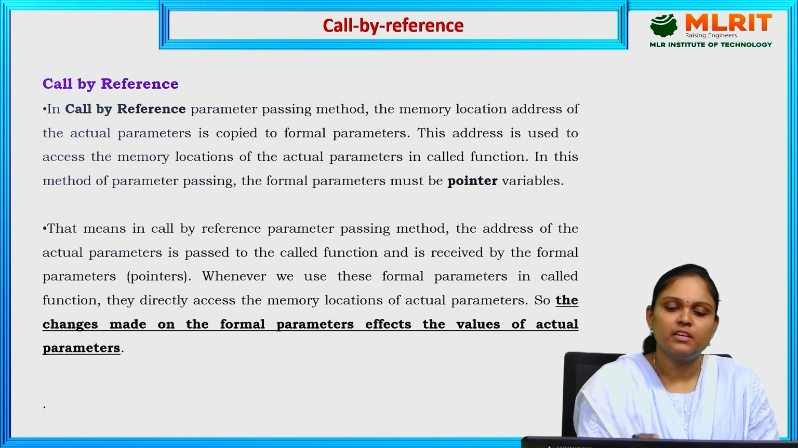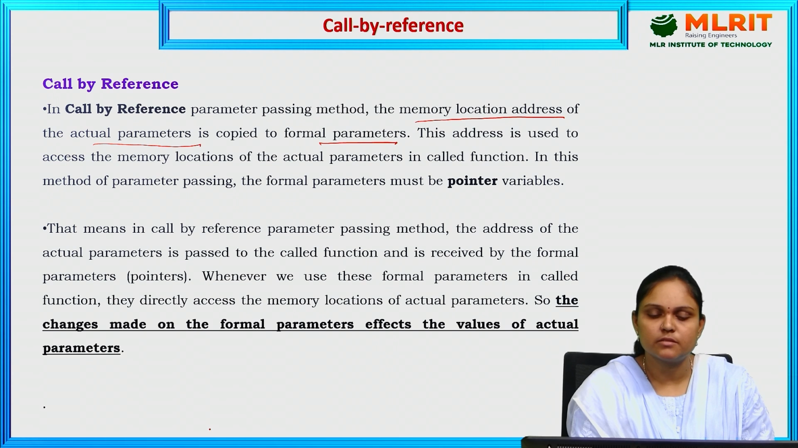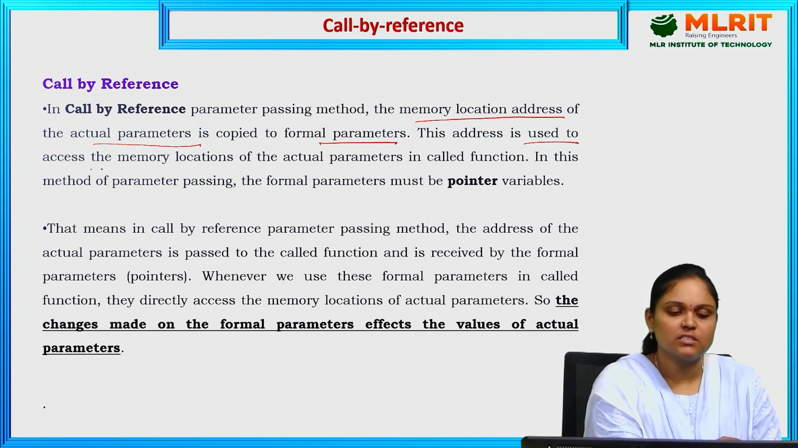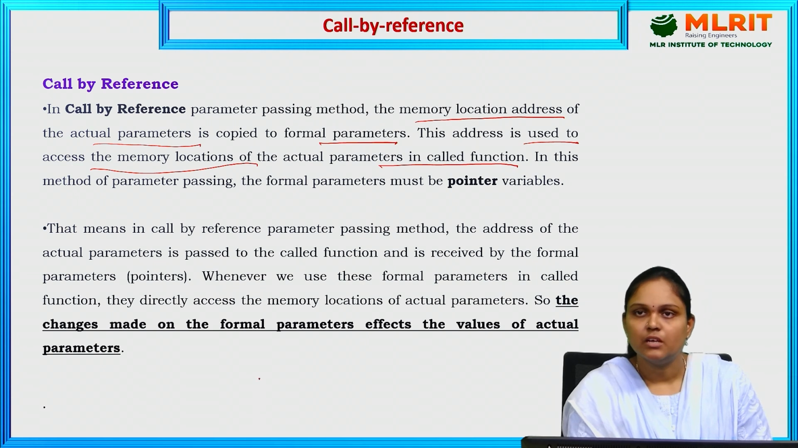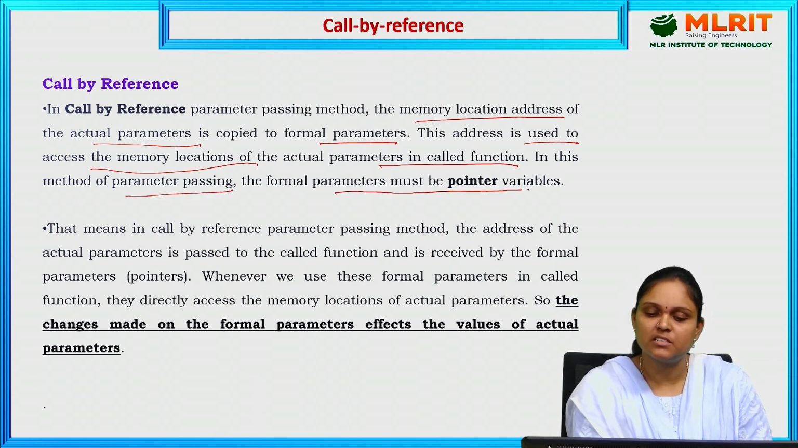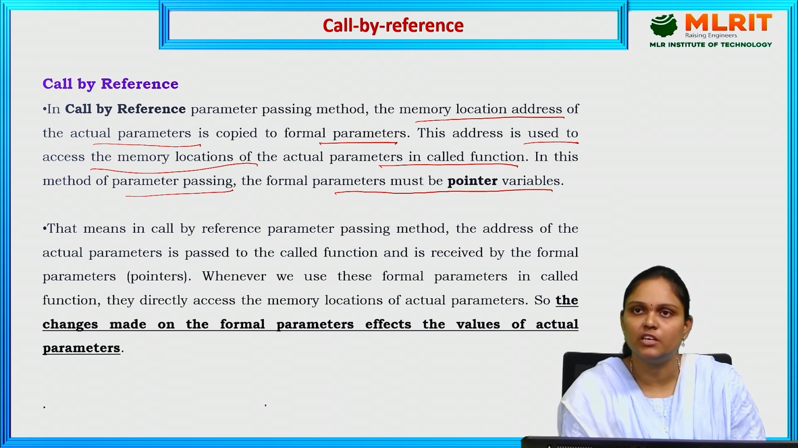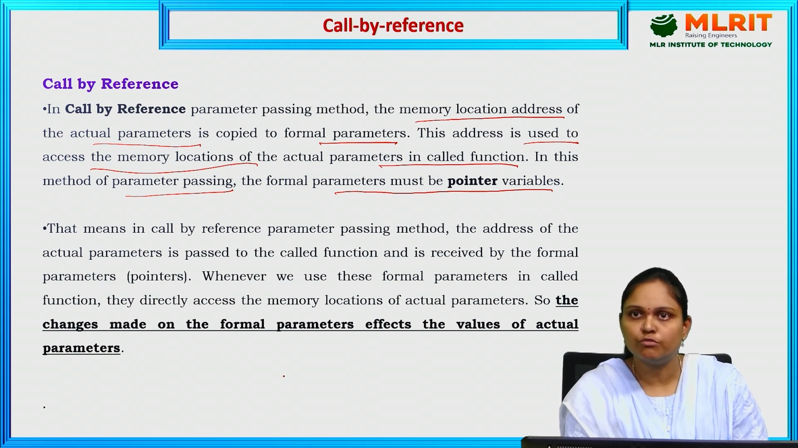In this call by reference method, the memory location address of the actual parameters is copied to the formal parameters. This address is used to access the memory locations of the actual parameters in the called function. In this parameter passing method, the formal parameters must be pointer variables, because instead of passing the values, we are passing the addresses. To find the values present at the addresses, we use pointer variables.